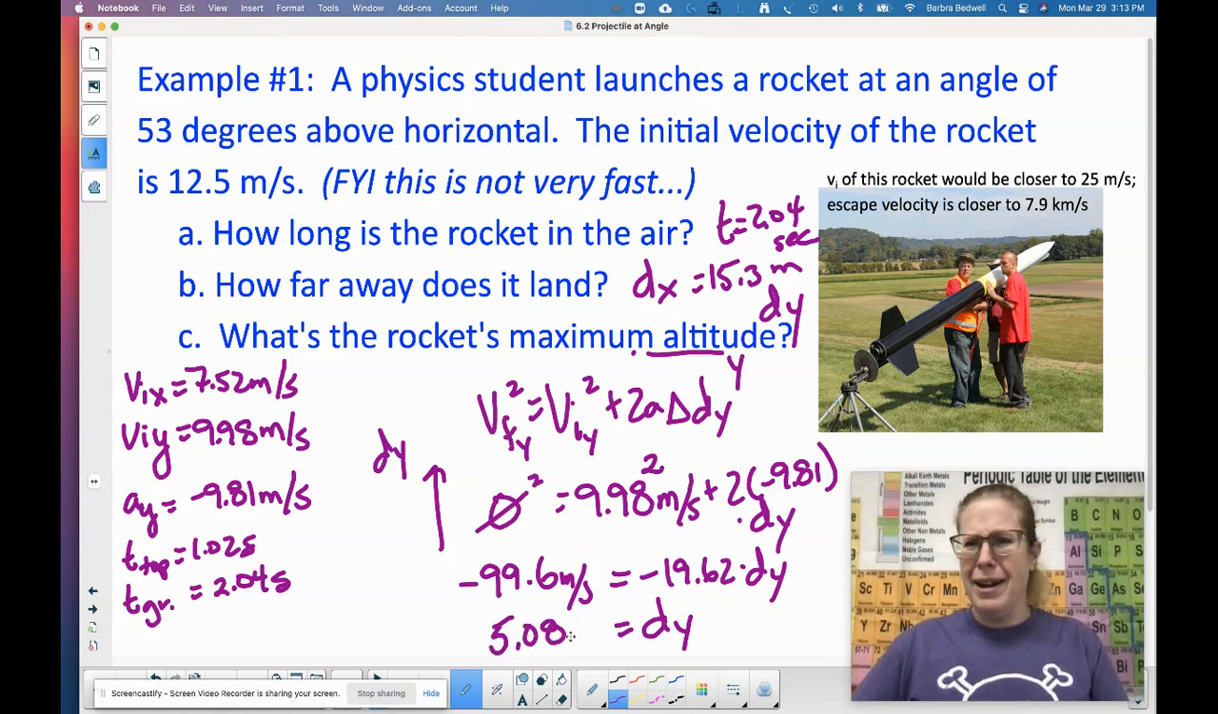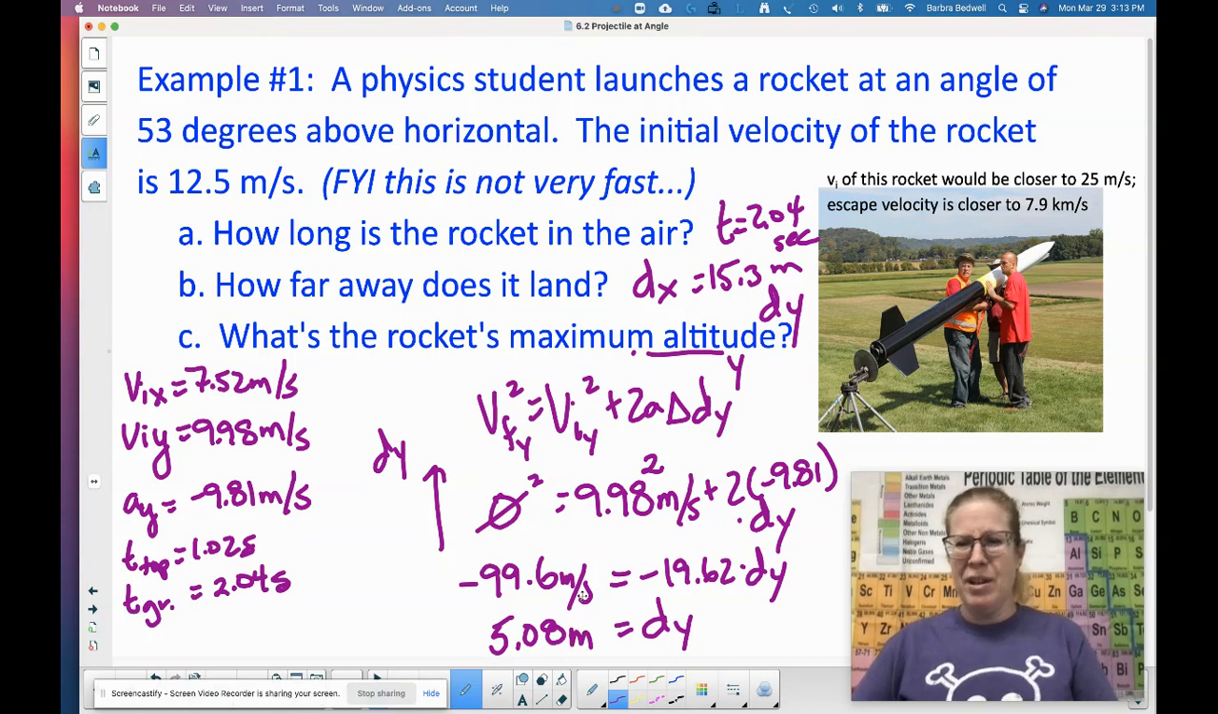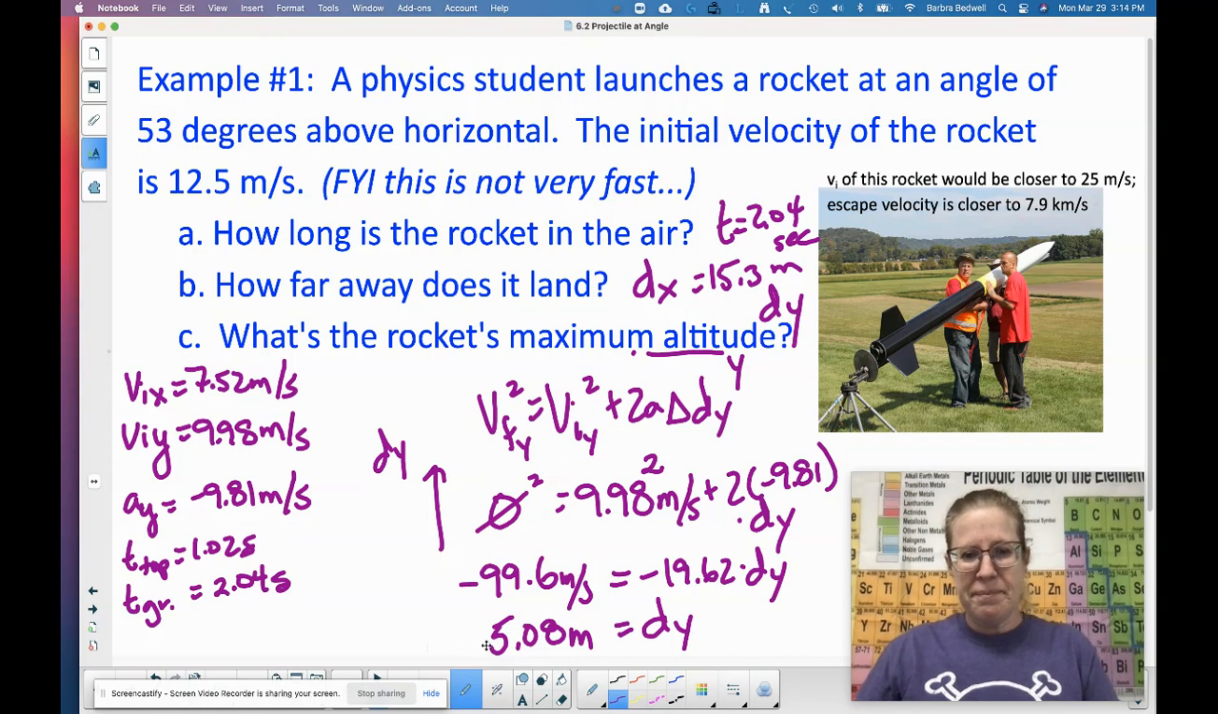Meters. It's not a very good rocket. So it's not very fast. That's our vertical. So it did not go very high, kind of landed off in the distance. So we have some information about what it's doing. So that's its maximum altitude.